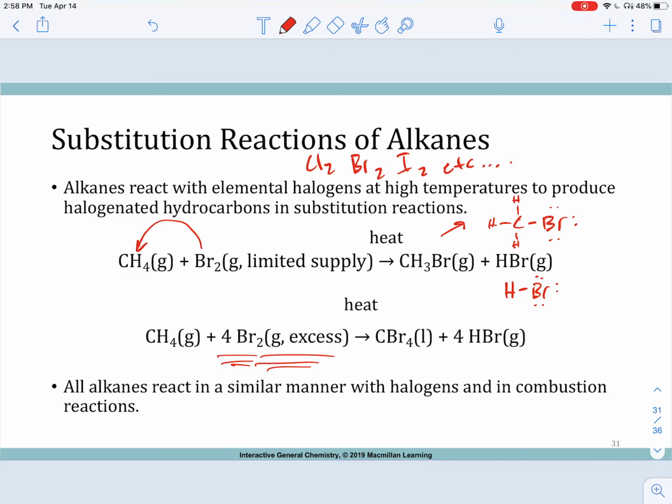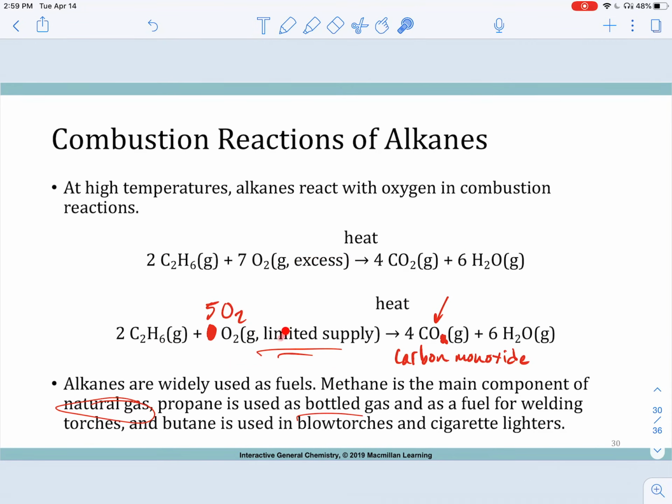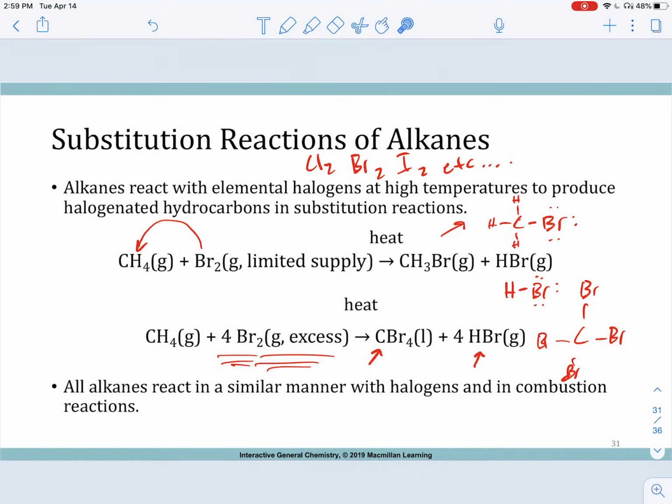So if you have a lot of the bromine, notice what happens. You can substitute all of these. So now you've got 4 bromines, CBr4, like this liquid now, plus 4 moles of the HBr. So all alkanes react in a similar manner with halogens and in combustion reactions. So those are predictable reactions. So if you see this plus this, you should be able to predict this. Or if you see this plus this, you should be able to predict this. Same thing, you should be able to see this information and predict the actual products there. That's kind of cool. We're digging into some organic chemistry that you can actually predict now. So that's what we're introducing in this chapter.